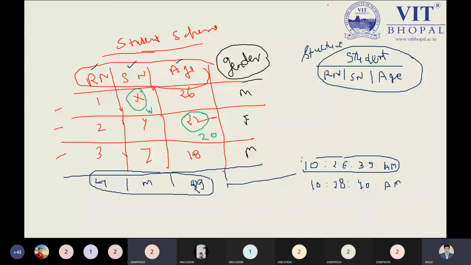Sir, can you repeat it once? Yes, sir. Now I'm adding a new column named gender. Previously, the age, roll number, and student name were defined with values like 1, 26, 2, 22, 3, 18 and so on. So if I'm putting in the gender details, will all the previously stored information be deleted?